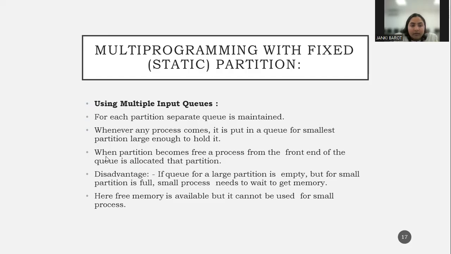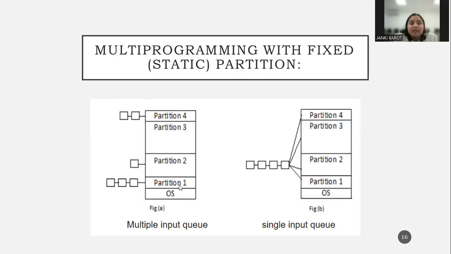Now, when a partition becomes free, the process at the front of the queue is allocated that partition. As soon as this partition becomes free, the first process will enter partition 1.